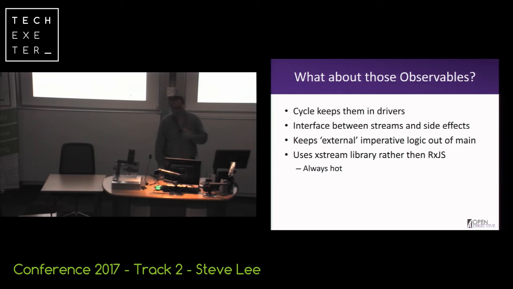The reason for creating the XStream library and not using RxJS, which André was actually a core committer to, was there's something called hot and cold, which I won't go into, but it affects the way streams work and gave a lot of surprises in the context of a browser where you expect things to happen immediately. So XStream by default is always hot. It just works as you expect. That's the main reason.